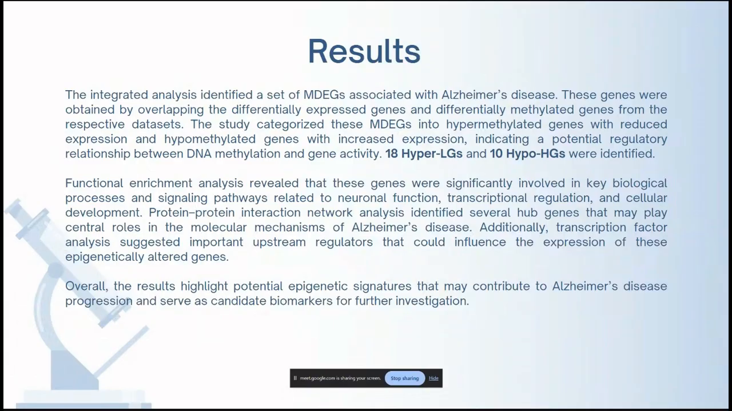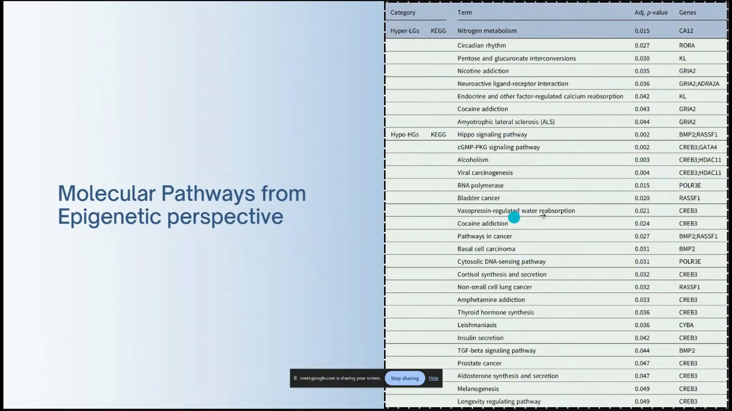And for hypomethylated highly expressed genes, they are activated and they suggest less suppression, high expression. These genes were enriched in pathways related to transcriptional regulation and development, especially in the Hippo signaling pathway that we can see from here.